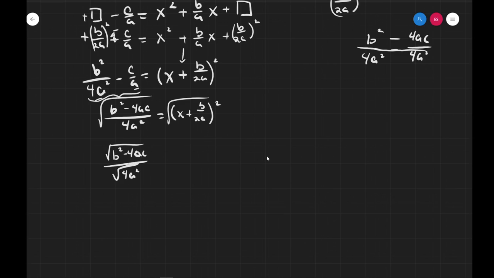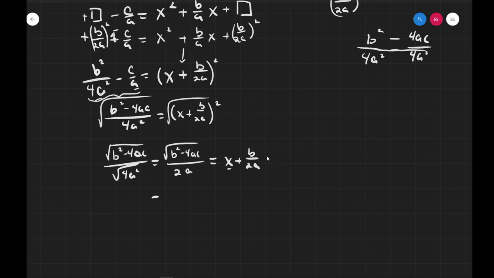Well, we have a nice little square root on the bottom here. So I'm going to go ahead and just clean that up. Square root of b squared minus 4ac all over square root of 4 is 2. The square root of a squared is just a. So that is our left side equals our right side, which is now out of the parentheses, x plus b over 2a. And now we want to get x by itself, so we're just going to subtract b over 2a from both sides.